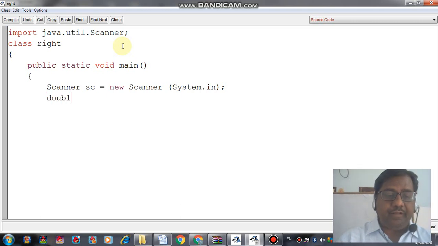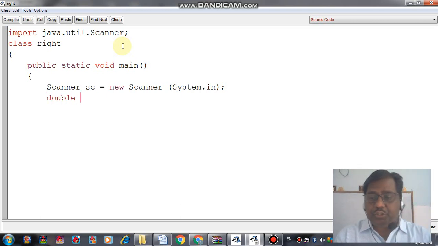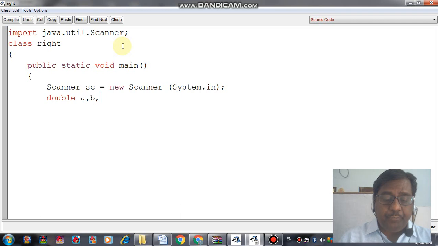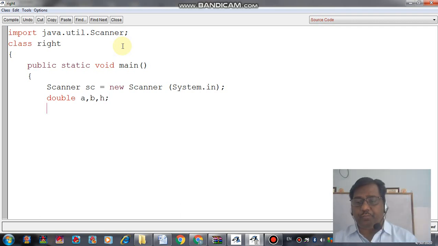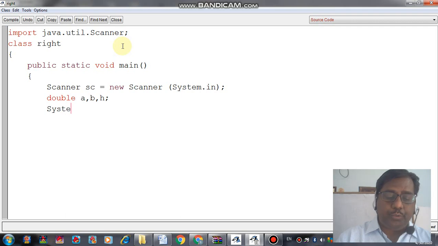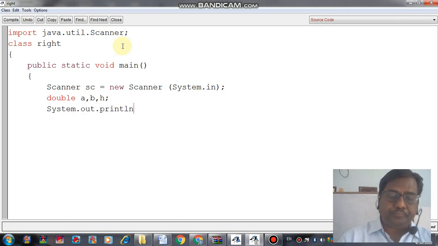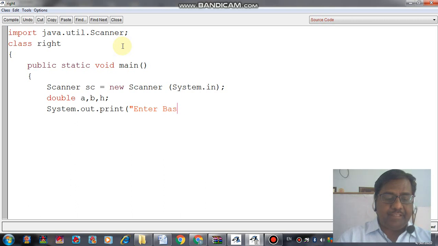Now comes the declaration part. What are the variables you are supposed to declare? You have to find the area, you need the value of base, and you need the value of height. Three variables you are supposed to declare. One is for base, one is for height, and one is for area, and I am using meaningful variable names. Now you are supposed to give the message System.out.println or print, and within the bracket I will say enter base.